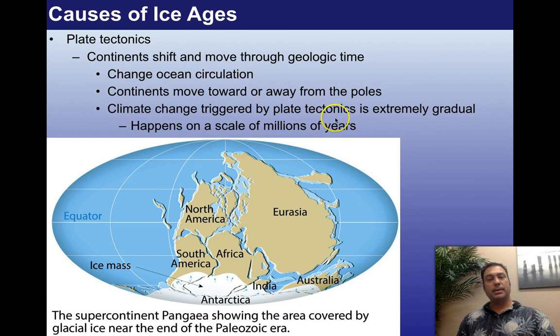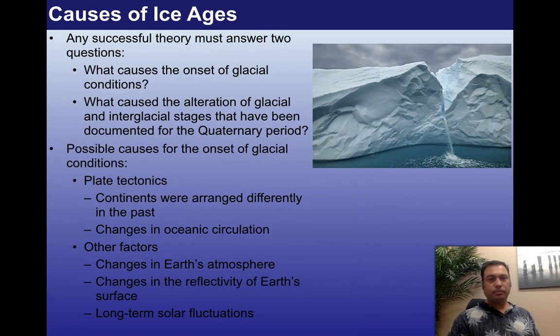Climate change triggered by plate tectonics is extremely gradual and happens on a scale of millions of years. So the recent change, for example, in our own climate over the last 100 years especially, that we've been monitoring, where we could see the temperatures increasing, is probably not attributable to plate tectonics. There's just simply not enough plate tectonics occurring in that shorter period of time to justify the massive change.